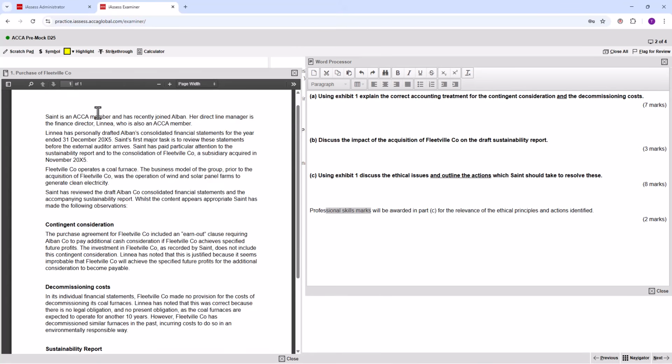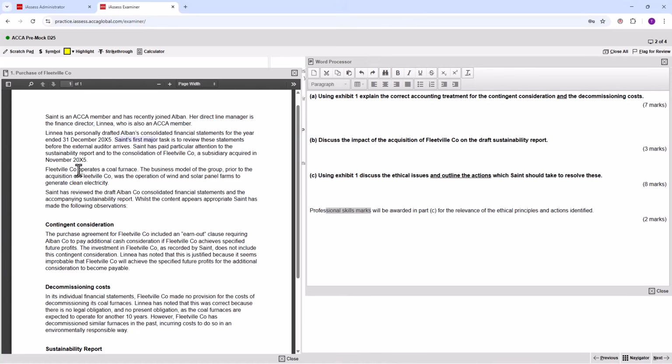Saint is an ACCA member, recently joined. Her direct manager is Linnea, who's also an ACCA member. That's to do with ethics. That's to do with highlighting the fact that the two people are experts, they're members, they should know their onions, they should know their stuff. Now, it's Linnea who has personally drafted the accounts. And Saint is doing the reviewing, and Saint is the person who's recently joined. This is all going to be very relevant when we look at the ethics scenario.